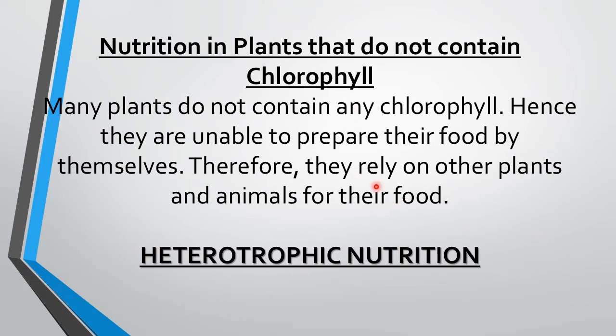Some plants do not have chlorophyll, so they cannot synthesize their food by themselves. Such plants we call non-green plants. Therefore they rely on other plants and animals for their food, and hence it comes under the category of heterotrophic nutrition. In heterotrophic nutrition, we are going to study about the parasitic plant, insectivorous plant, saprophytes, symbiotic relationship, etc. Such plants use the heterotrophic mode of nutrition.